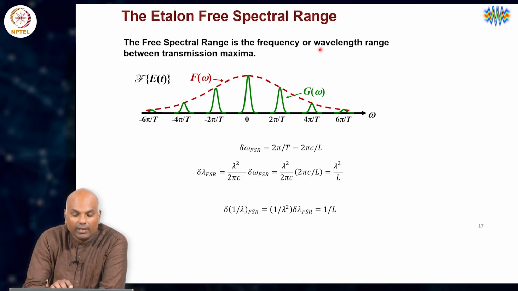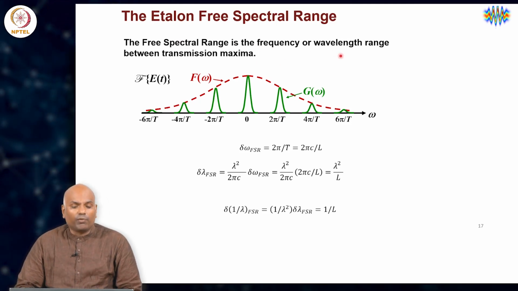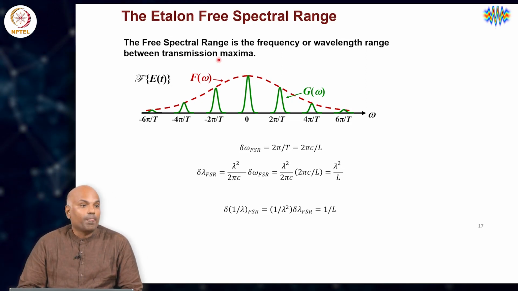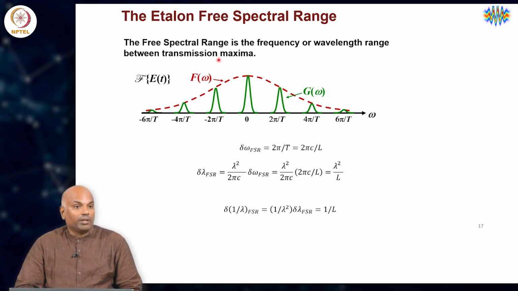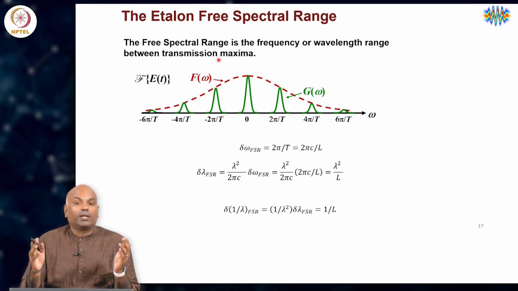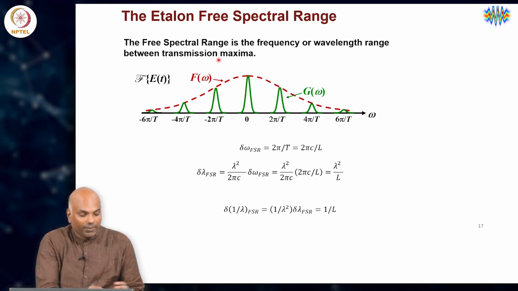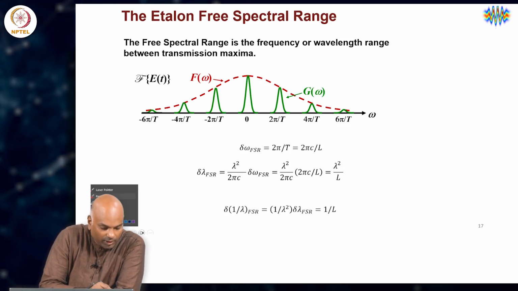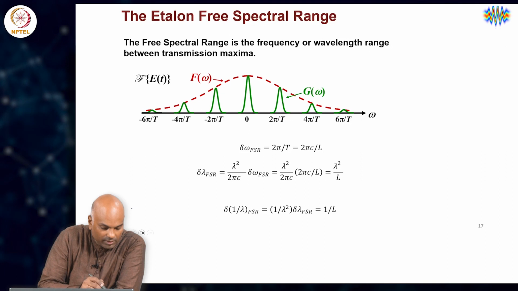So, the free spectral range is essentially the frequency or wavelength range between successive transmission maxima in the cavity. Okay. I am using the word cavity. So, cavity, resonator, Fabry-Perot interferometer, for us in this discussion these are identical.